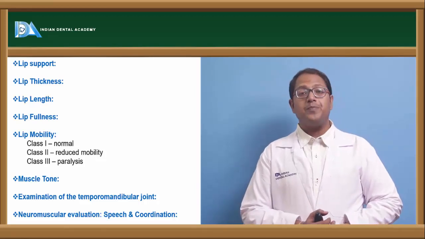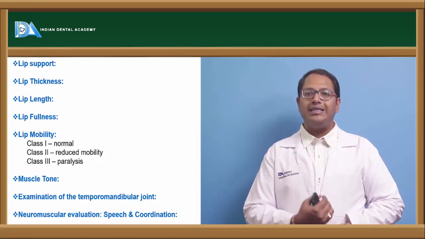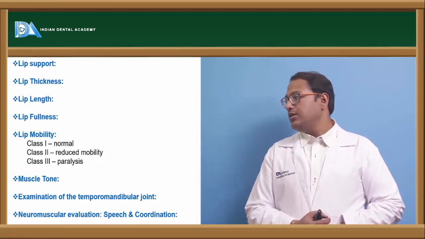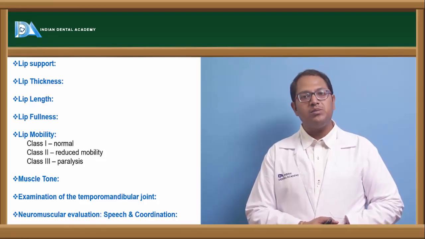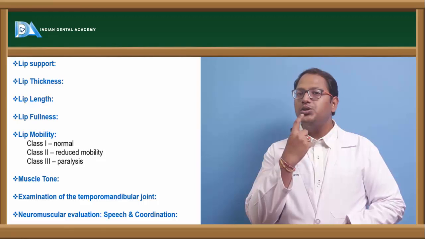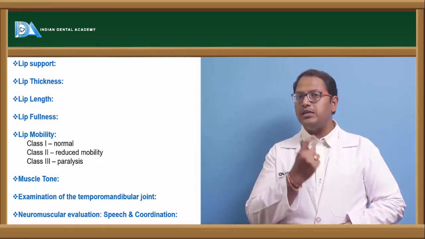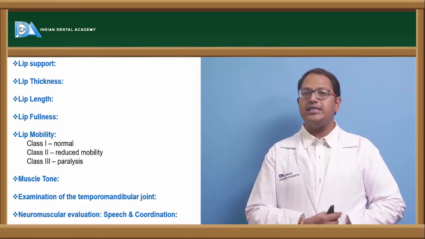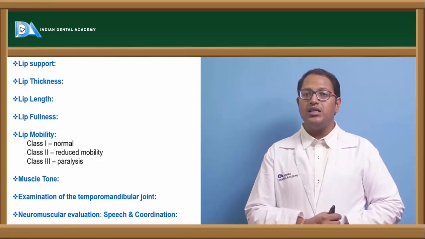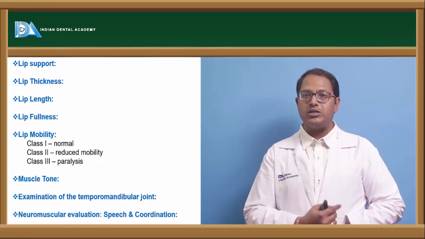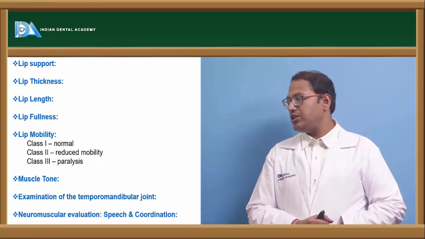Similarly, lip thickness. If the lips are already thick, we cannot afford to give anteriorly placed incisors. Whereas lip length, how do we measure lip length? Lip length is measured from subnasal to the base of the vermilion border. If the lip length is more and the ridge height is less, you need to give long incisors so that they are visible from the front of the patient.